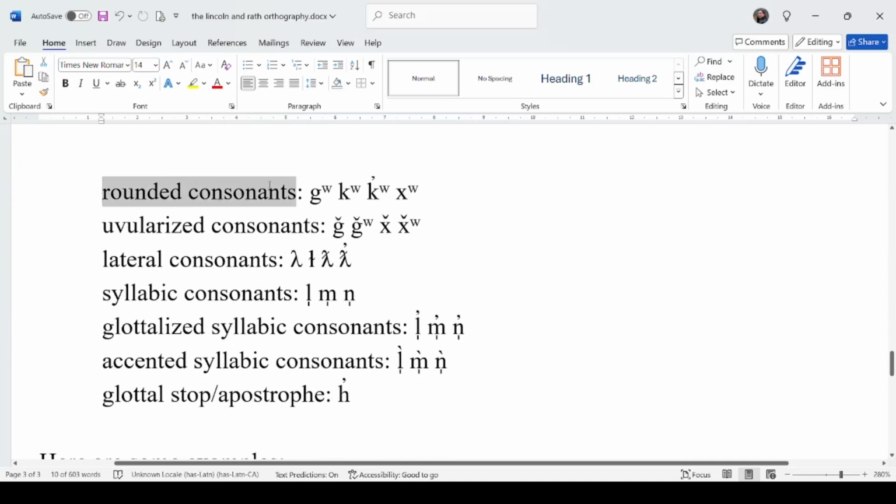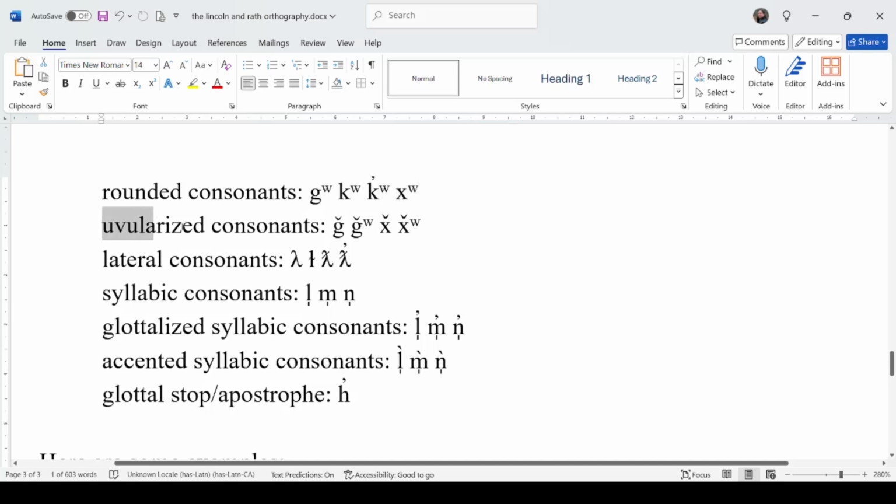There's also rounded consonants. So Heinrich used these to a certain extent. And I think in his later studies, in his second orthography, he used a little raised circle or something like a degree symbol to represent these sounds. So these are rounded consonants. So this is gua, qua, qua, and hua.